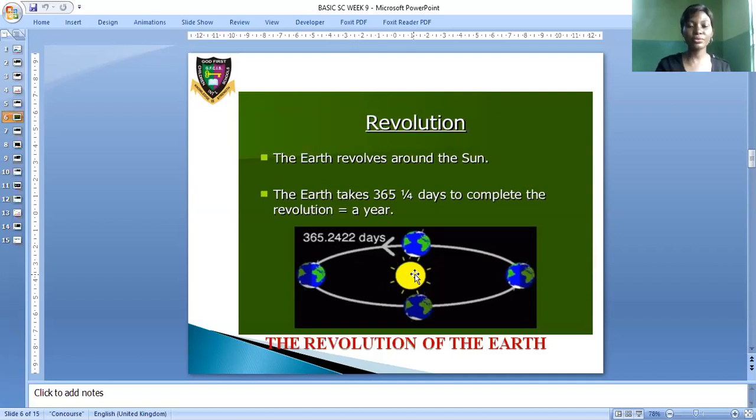Now, this is the Sun. The Earth moves around the Sun in a circular path. This brings about the revolution of the Earth around the Sun, which takes 365 days for the Earth to move around the Sun, which is equal to a year.